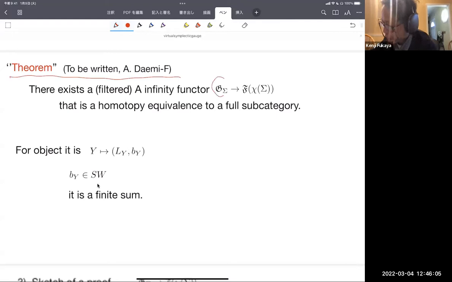There's a filtered dense functor from this gauge theory category to this category of Lagrangian submanifolds with monotonicity structures. The object is Y, associated to this space of flat connections. And this BY, we should prove the existence of BY using gauge theory. It is a finite sum and supported on a single component. So that is the statement of the theorem.